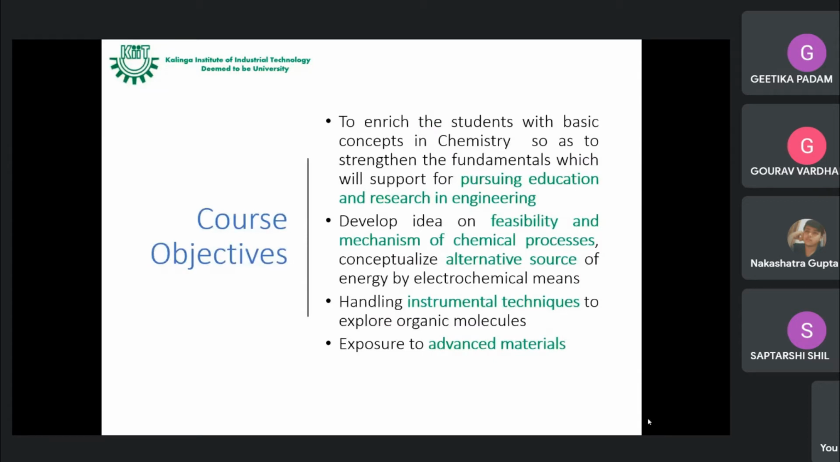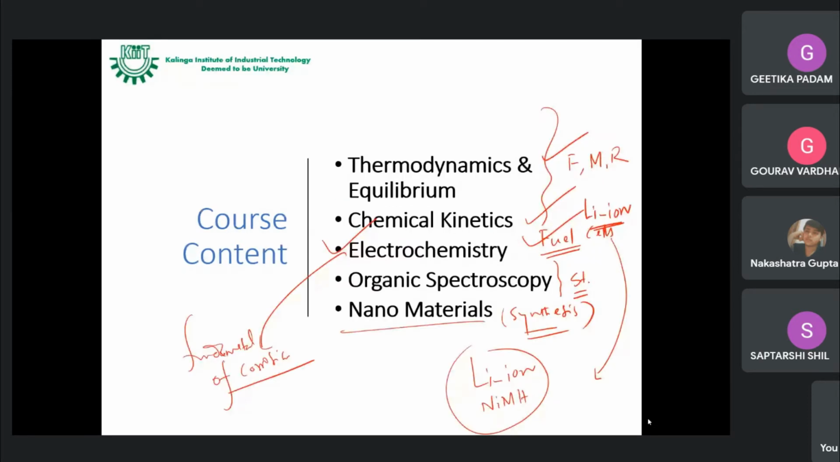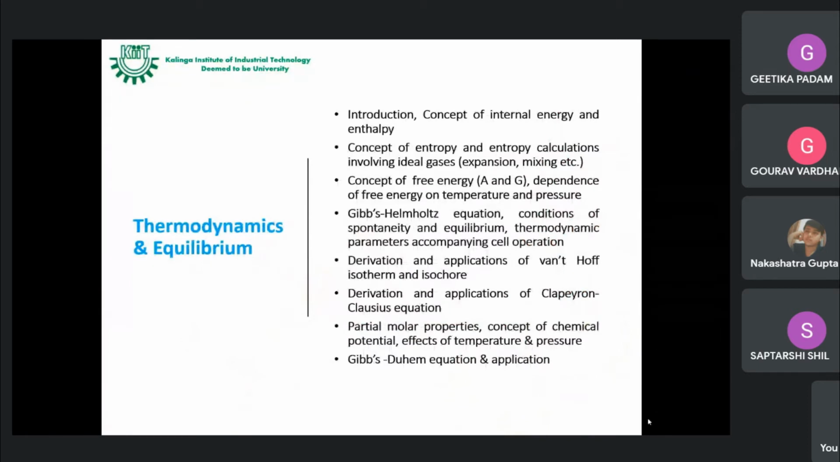Third thing, handling of instrumental techniques to explore organic molecules, that is the spectroscopy chapter, and some exposure to advanced materials. So these are the basic objectives of the syllabus: feasibility and mechanism of chemical processes, alternative sources of energy, instrumental handling to explore the structure of organic molecules, and exposure to advanced materials, that is nanomaterials. These are the topics. Already I have told you. And these are the details of the topic.